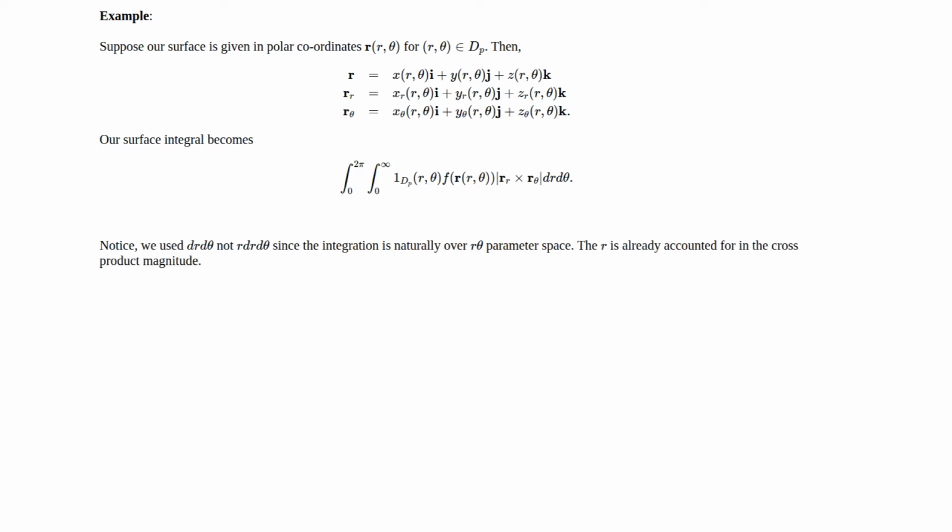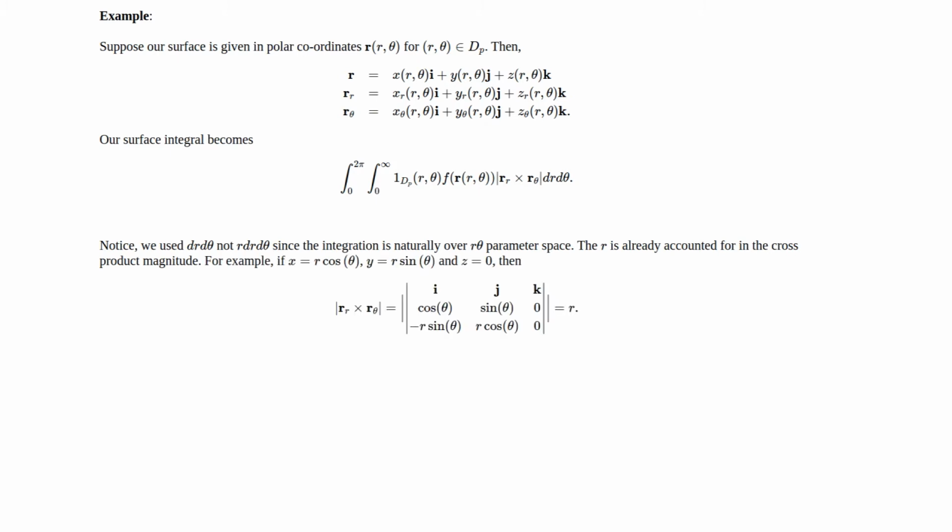Well, it will turn out that that missing r is already in this factor, the magnitude of r_r cross r_theta. And so we can't include that twice. And you can just think of this as integrating over r-theta parameter space. It's not really polar coordinates, for these two reasons.